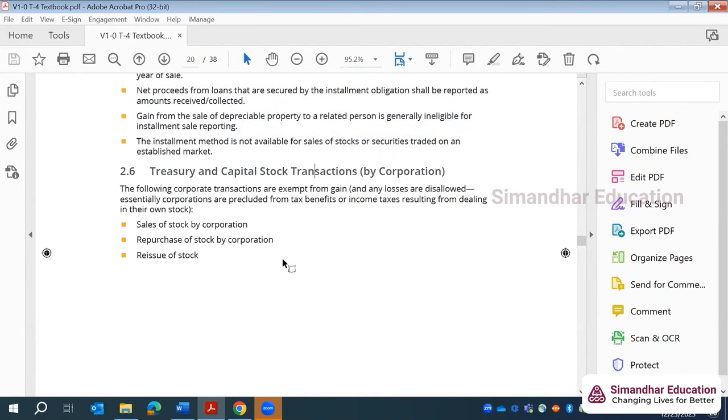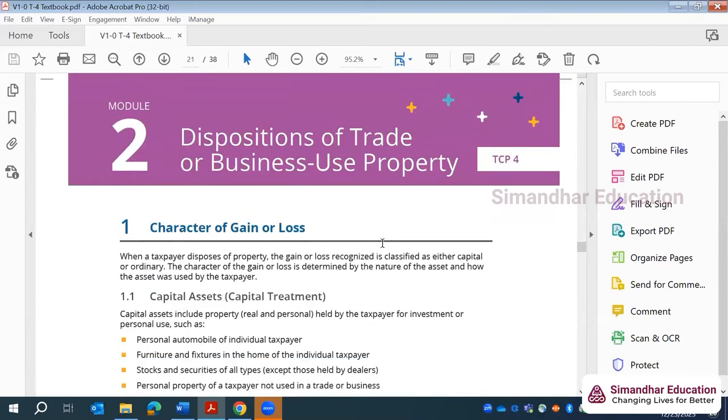Another transaction where gains are exempted and losses are disallowed is the treasury stock. That means when a corporation is repurchasing or reissuing its own stock, that transaction is exempt from any gain or any losses. So far we did all the transactions where either the gains were deferred or excluded, or the losses were deferred or disallowed.